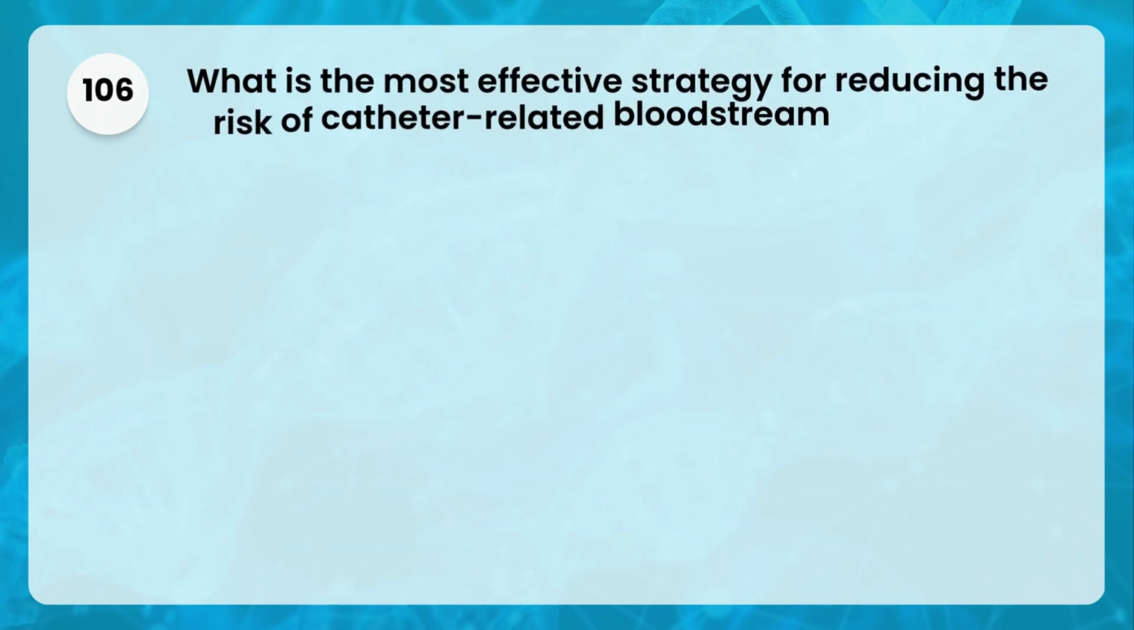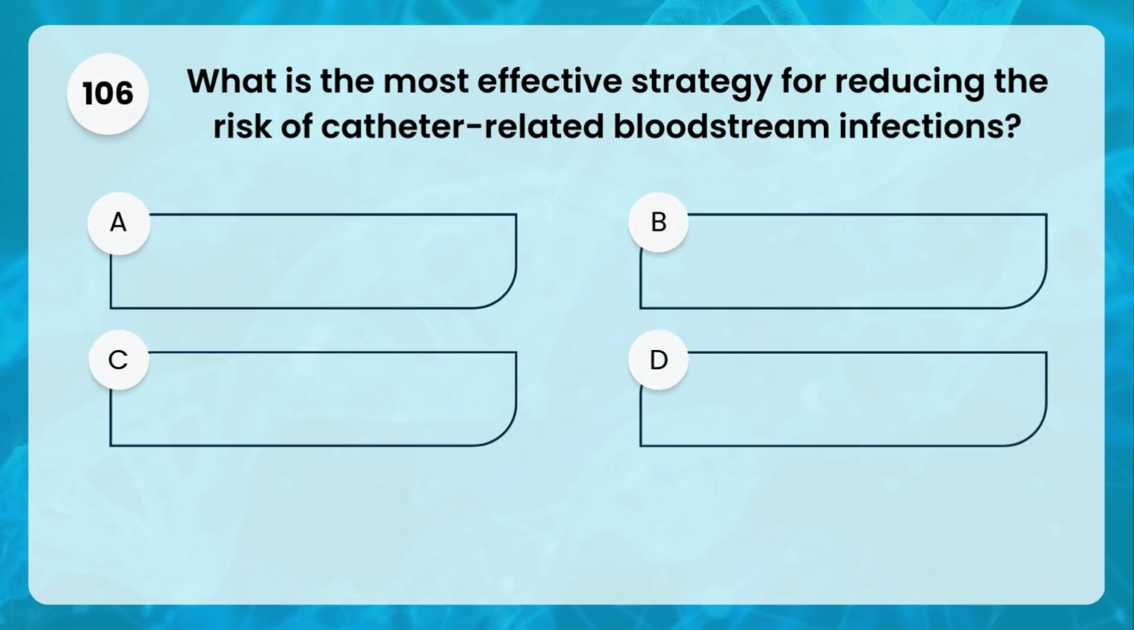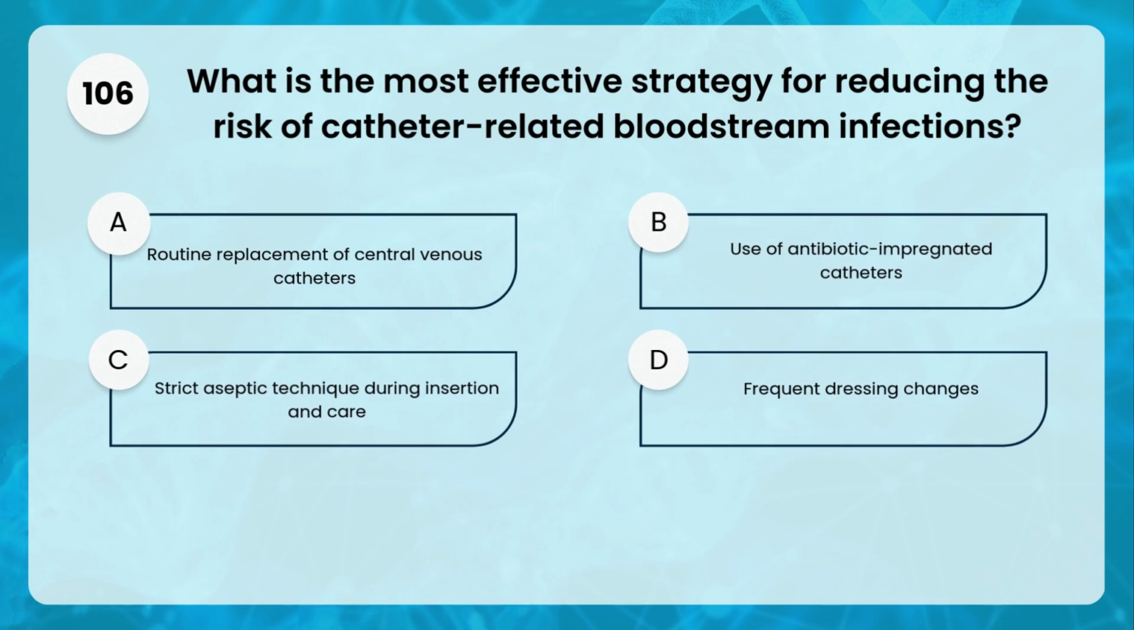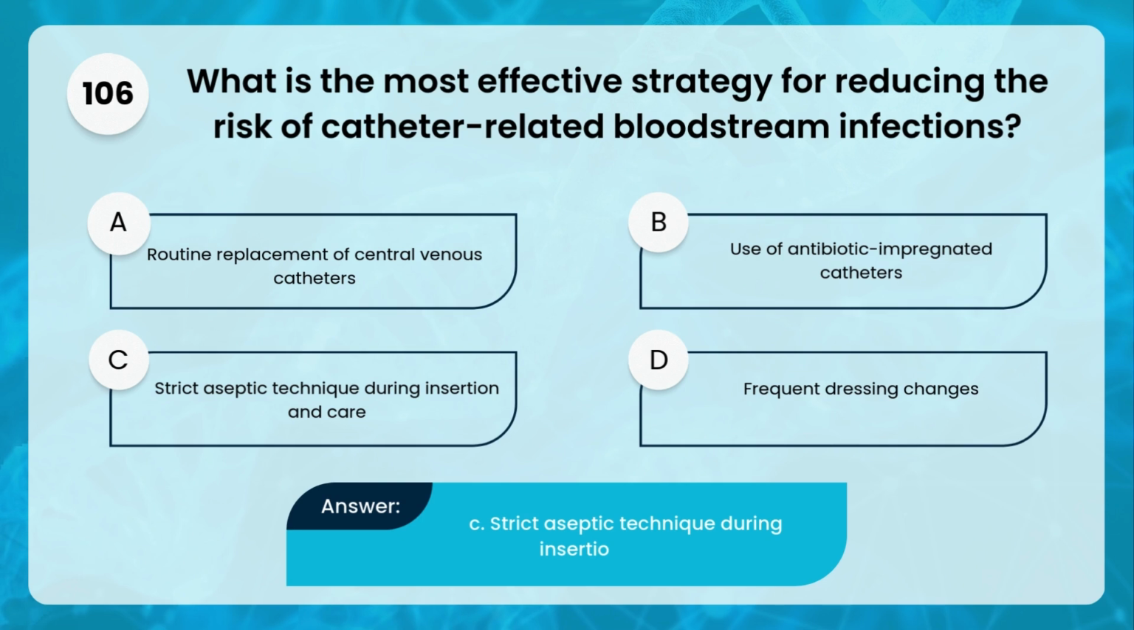106. What is the most effective strategy for reducing the risk of catheter-related bloodstream infections? A, routine replacement of central venous catheters. B, use of antibiotic-impregnated catheters. C, strict aseptic technique during insertion and care. And D, frequent dressing changes. The answer is C, strict aseptic technique during insertion and care.